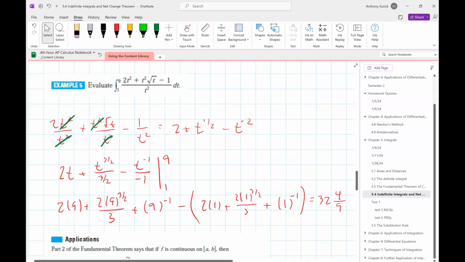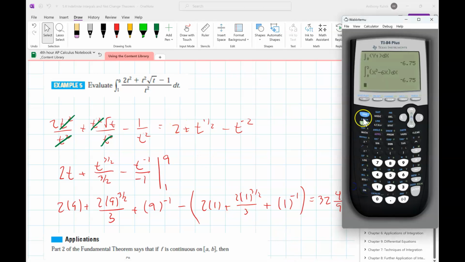If I was dead set on doing it that way, the way I would do it is I would type my general antiderivative into y1. And then I would do VARS, Y-VARS, function, y1 of 9 minus VARS, Y-VARS, function, y1 of 1. Because I feel a heck of a lot better about that work.